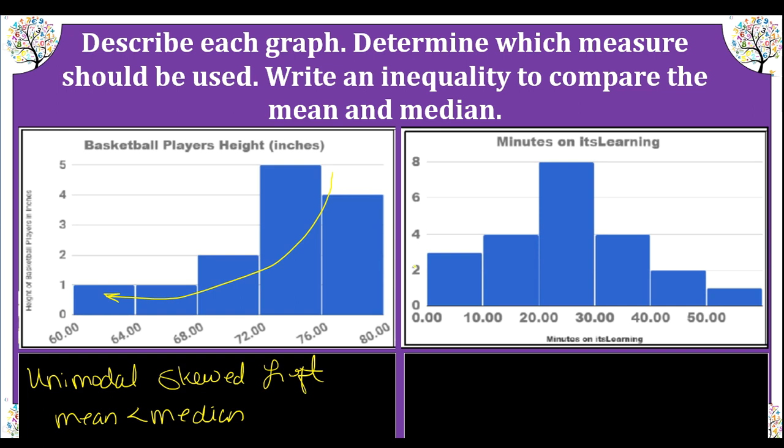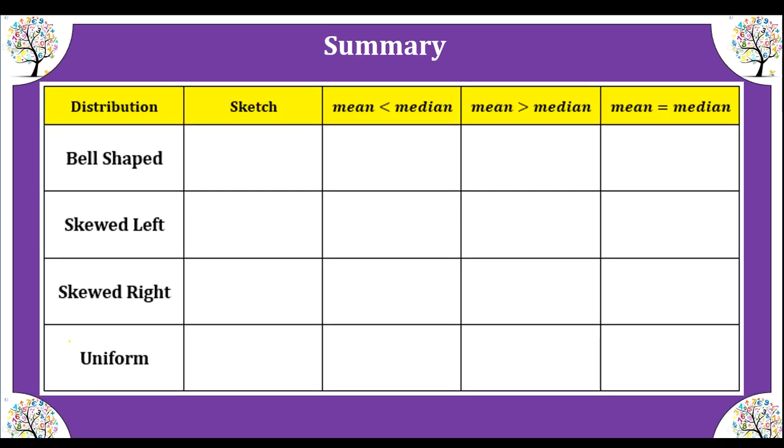On this fourth example, we have a unimodal and our data is pretty symmetrical. So we can say this is the bell-shaped curve. So bell-shaped. And that includes being symmetrical and one mode. And with that, the mean is going to be equal to your median. So it's not being pulled down one way or the other.